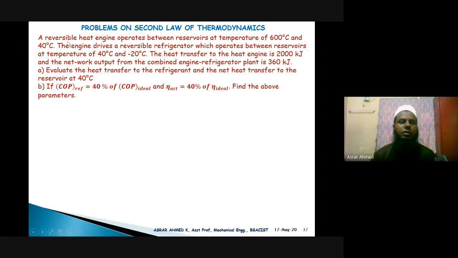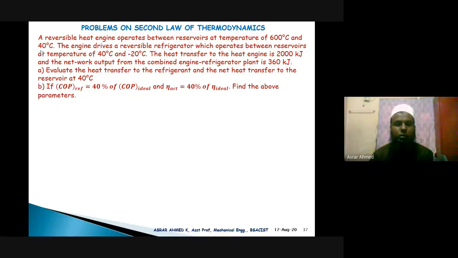Okay, a reversible heat engine operates between reservoirs at temperatures of 600 degrees centigrade and 40 degrees centigrade. So we all know that a heat engine operates between a higher temperature and a lower temperature. From the higher temperature it receives the heat, it converts that heat into work by rejecting some amount of heat at the lower temperature.